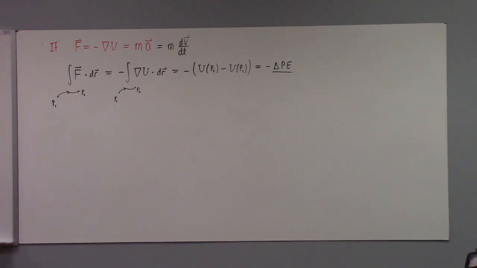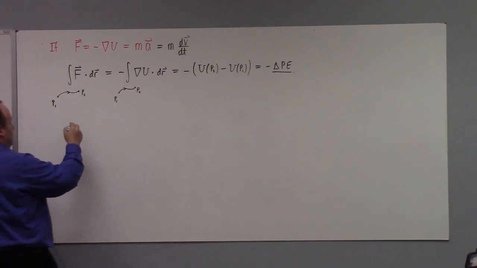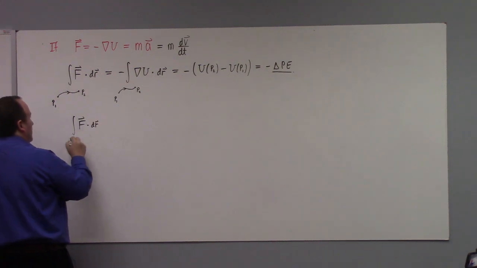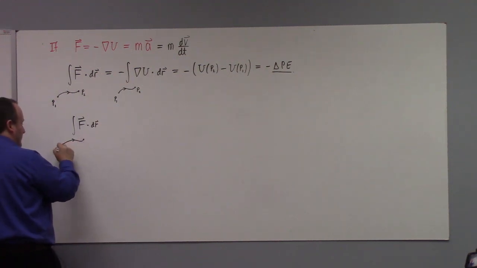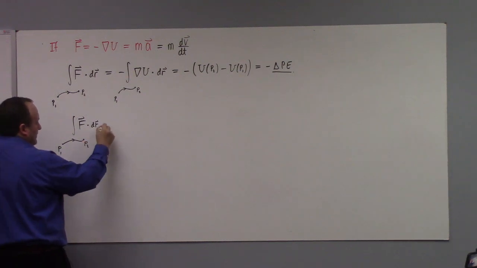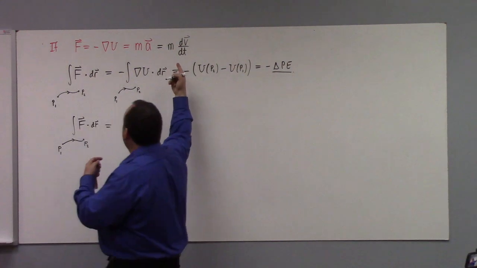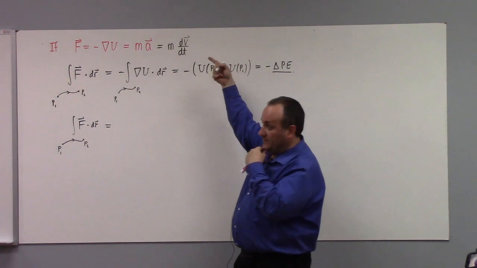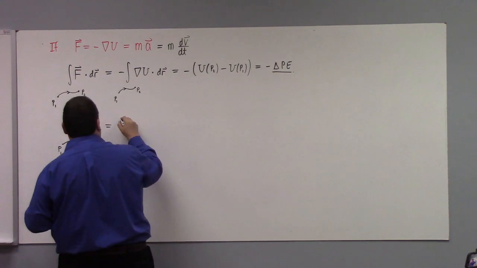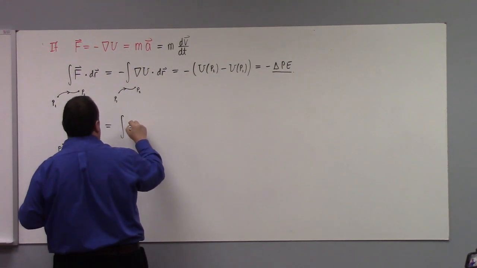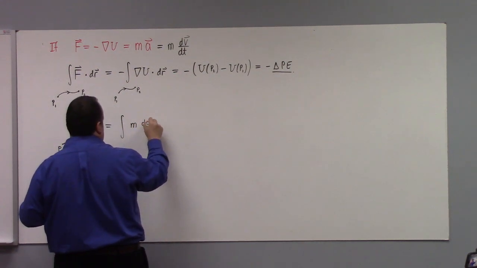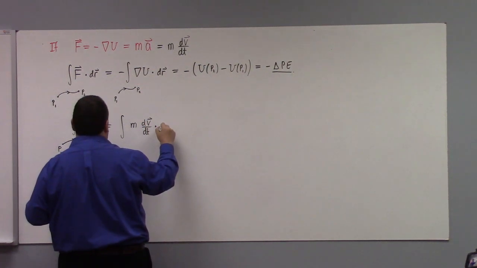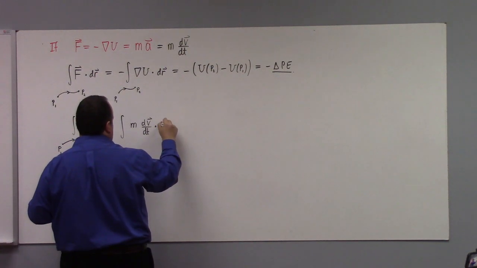Now, that's one way we could do it, but the other way we could do it is that the work done from point 1 to point 2, what would it be? What's another way to look at this? Well, if it's the net force, only the net force is equal to ma. But if it is the net force, then this is also equal to the integral of ma, which I'll write as m dv/dt dot dr.